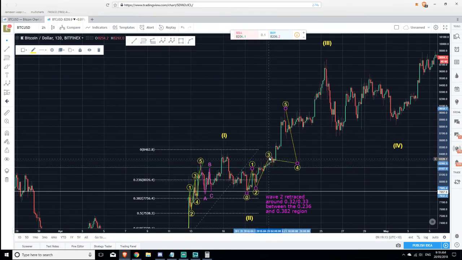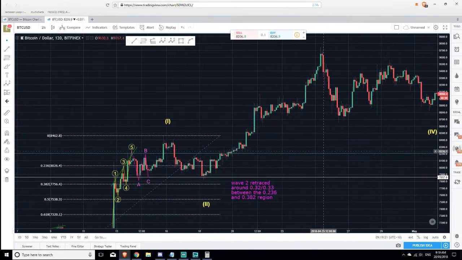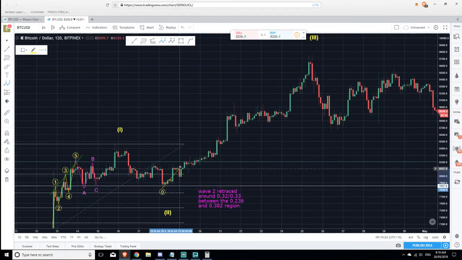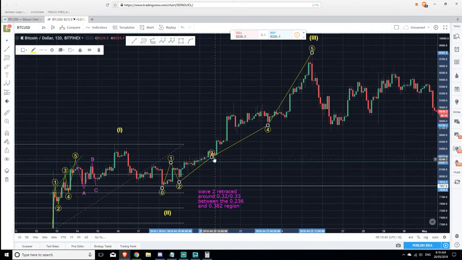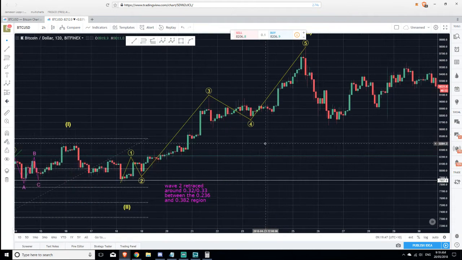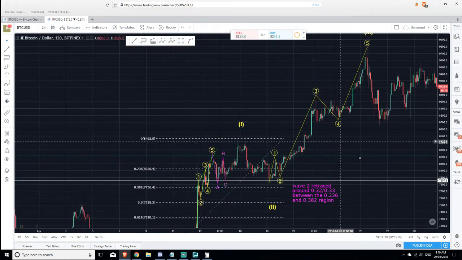Oh, so this could actually be a massive wave 3. Wave 4. Hold on. So this would be like a 1, 2, 3, 4, 5. So hold on. So 3 ends there, 4 ends here, 5 ends there. 3 ends here. So this is a really extended third wave.